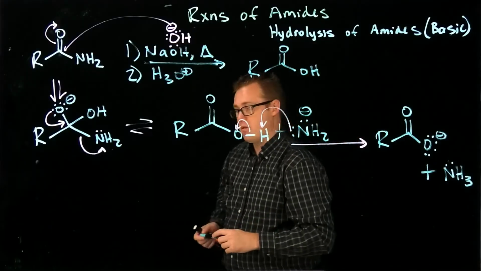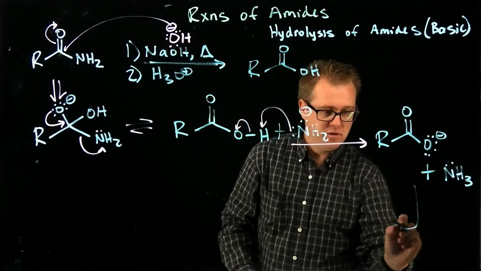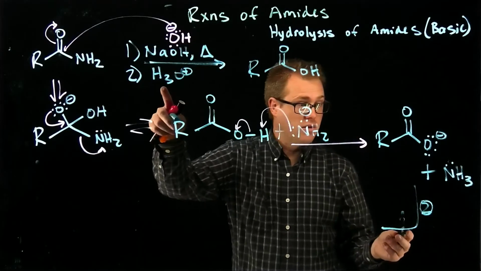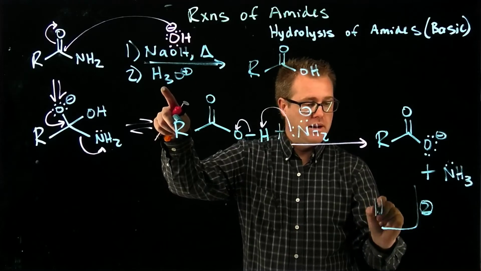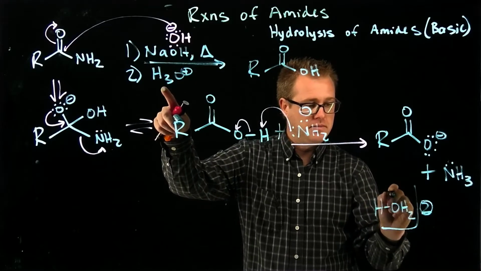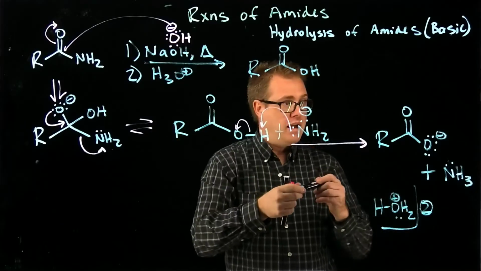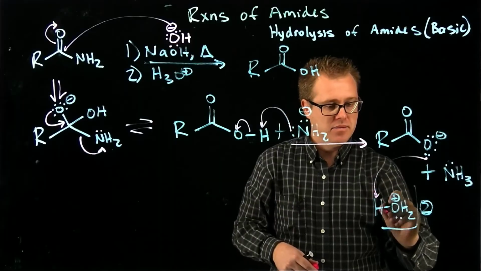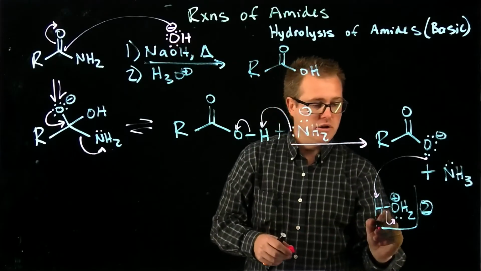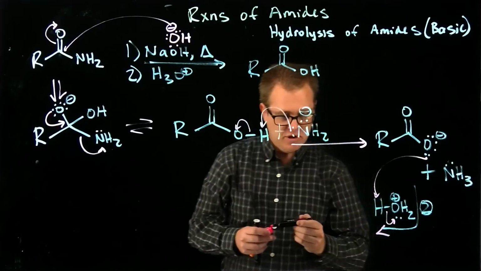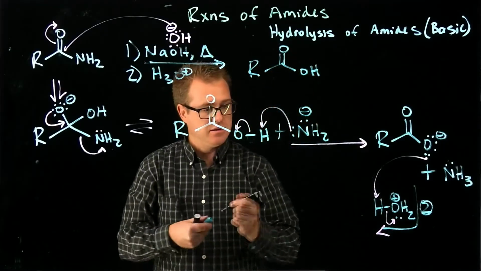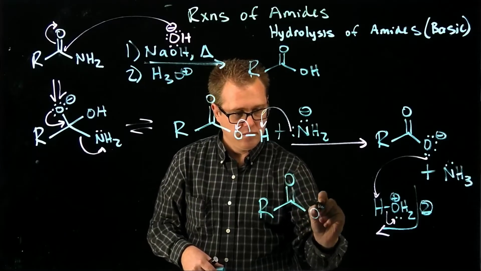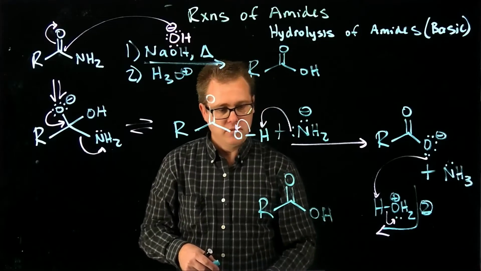And now what are we going to have to do? We're now going to have to do step 2, which is just the acidic workup. And why do we need that? Because we have a carboxylate right here. So that carboxylate needs to be protonated. And when you do that, you will generate our carboxylic acid. Just like that.